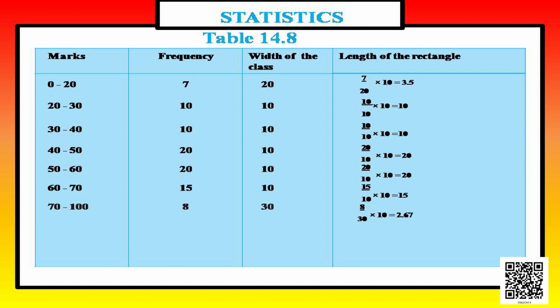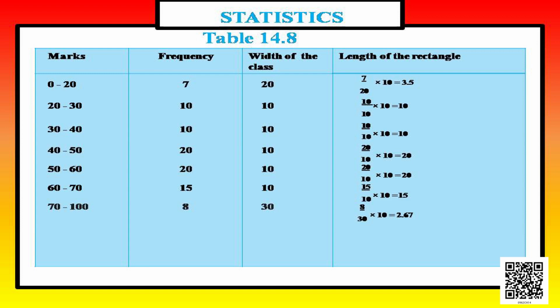Now look at the histogram once again. See in the figure, in the first column, that is from 0 to 20, we have the frequency 3.5. And in the column 20 to 30, our frequency is marked as 10. Then 30 to 40, it is marked as 10, and so on. And then the last one, that is in the column 70 to 80, the frequency is marked as 2.67. Is it okay? Clear?